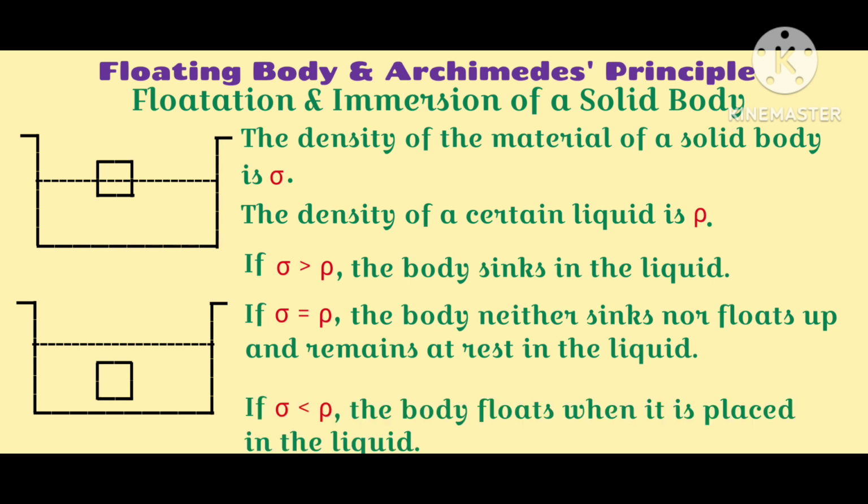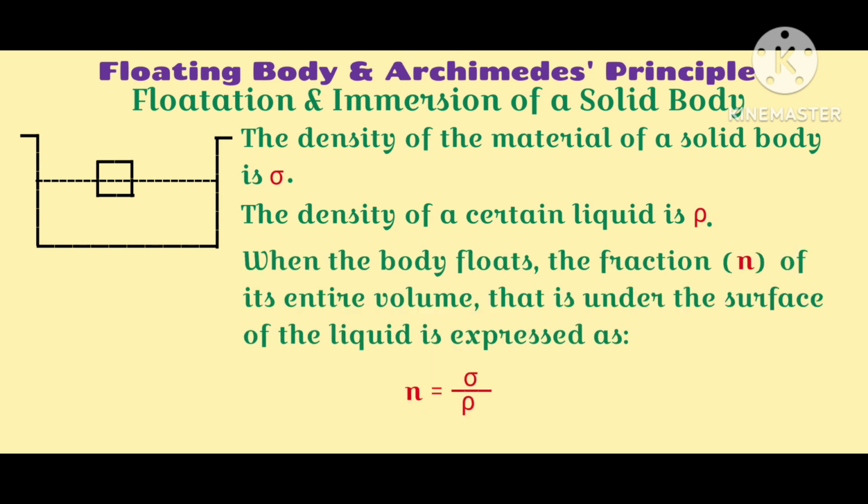If the density of the material of a solid body is less than the density of a liquid, the solid body floats when it is placed in the liquid. When a solid body floats in a liquid, the fraction of its entire volume that remains under the surface of the liquid is equal to the ratio of the density of the material of the solid body to the density of the liquid.